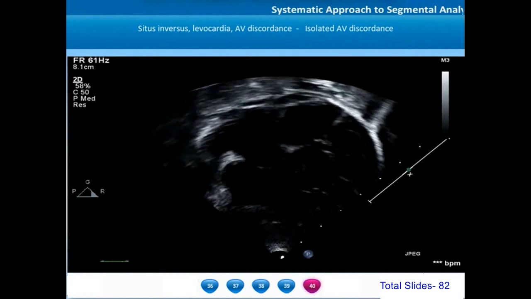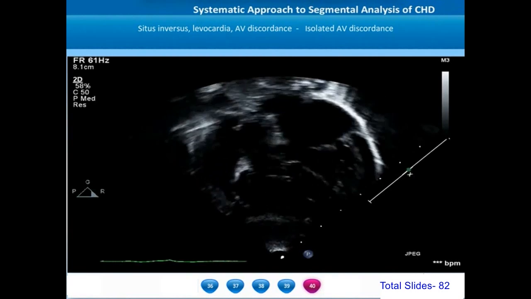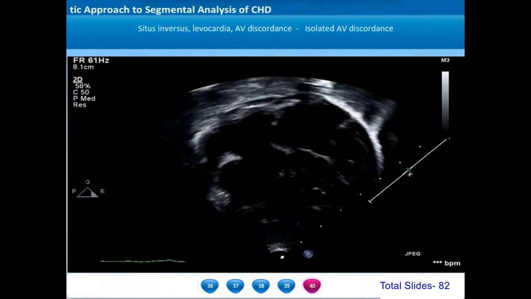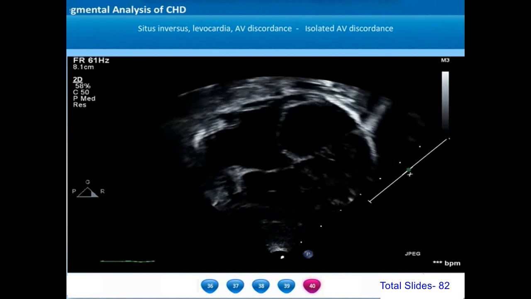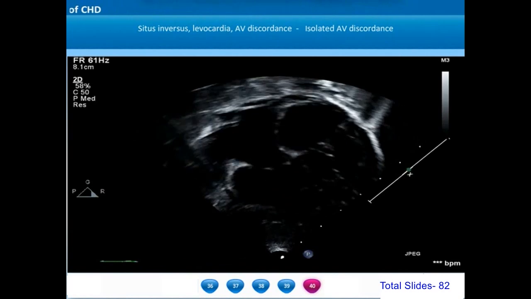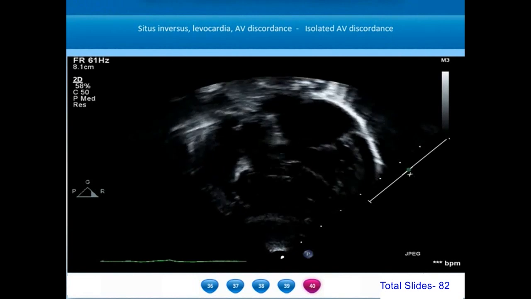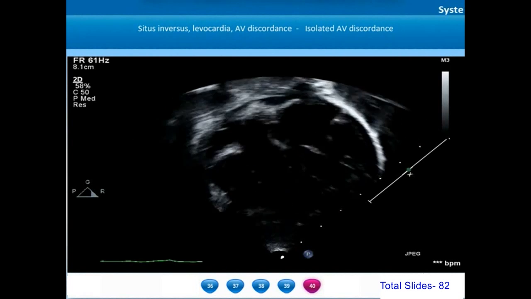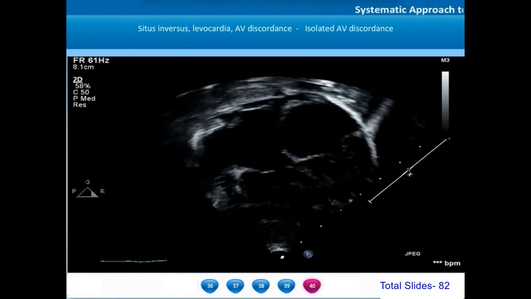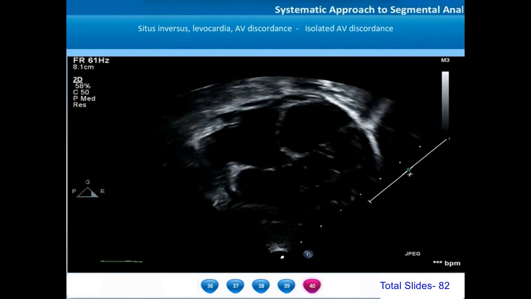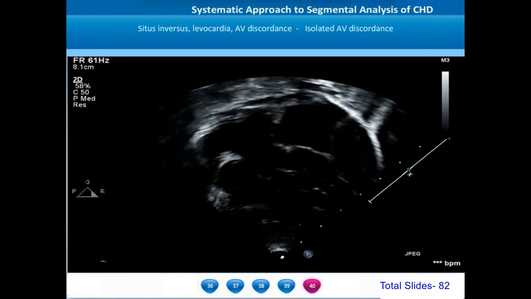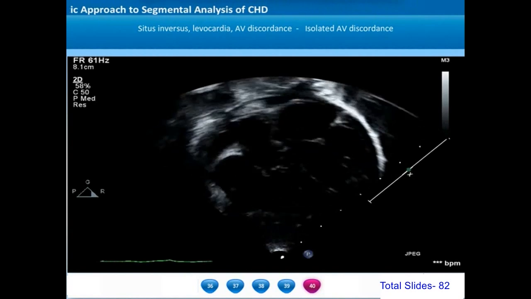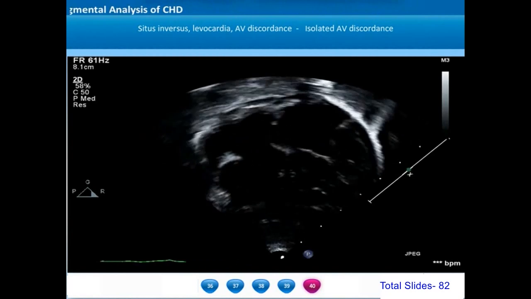This will be called isolated AV discordance or isolated ventricular inversion. In this patient, the pulmonary venous blood that is returning into the morphological left atrium, which is located in this particular example on the left hand of the screen, will be draining towards the right ventricle and so will lead to systemic desaturation.